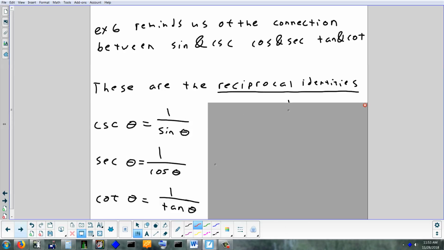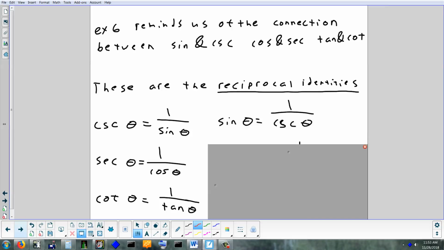So here are the three that we've been using. If you flip the sine, you get the cosecant. If you flip the cosine, you get the secant. And if you flip the tangent, you get the cotangent. Now, what if you flipped it again? What if you took the cosecant and flipped it? What do you think that would give you? It would change it back to what you started with. So if you flip the cosecant, you get the sine.